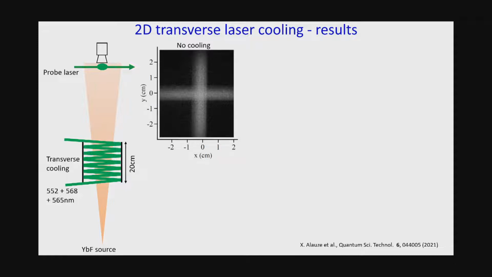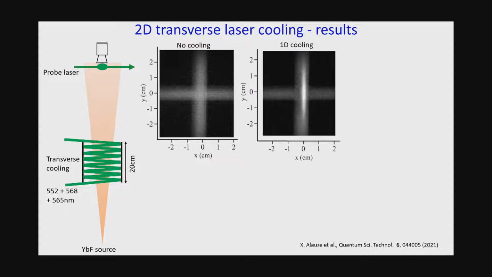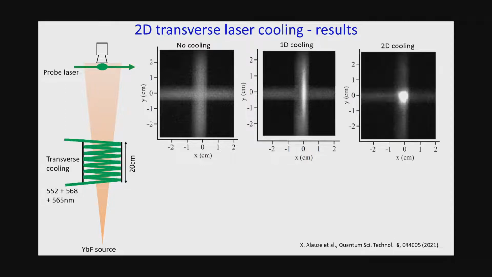Here's what we see on the CCD camera when there's no cooling applied. We just see this cross of fluorescence, which just corresponds to the places where the molecules have passed through these cross probe lasers. And now we turn on the transverse cooling light, first of all in one direction, and we see this bright stripe appearing due to molecules cooled in that direction. And then finally we put the transverse cooling on in both directions, and we see this very bright blob appearing in the center here that corresponds to this very, very highly collimated beam.